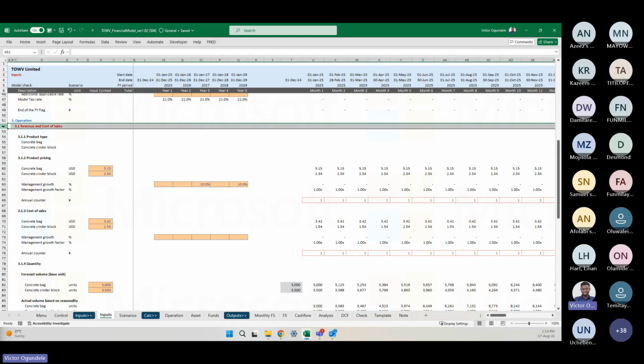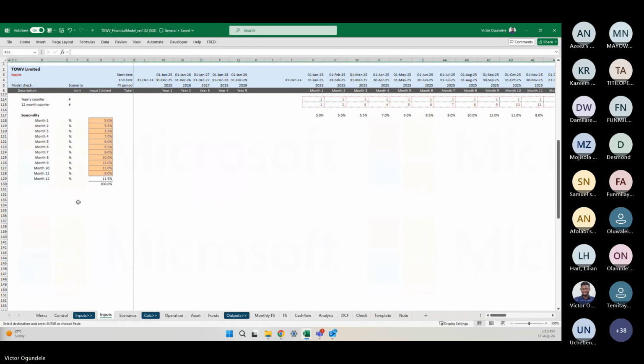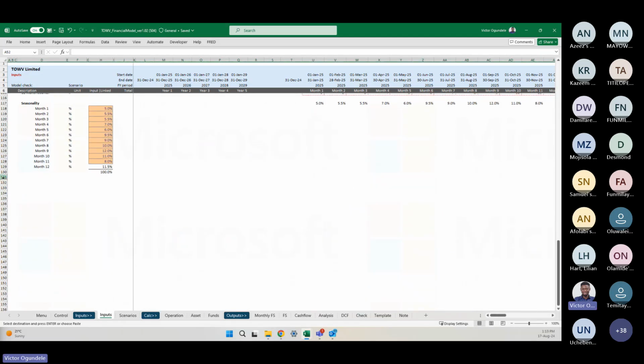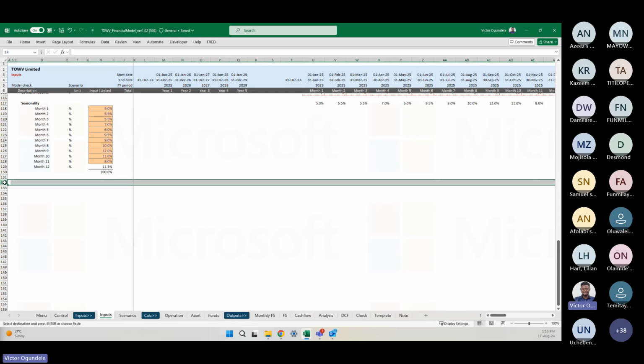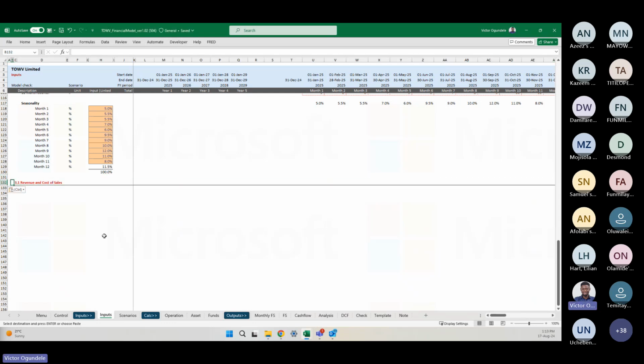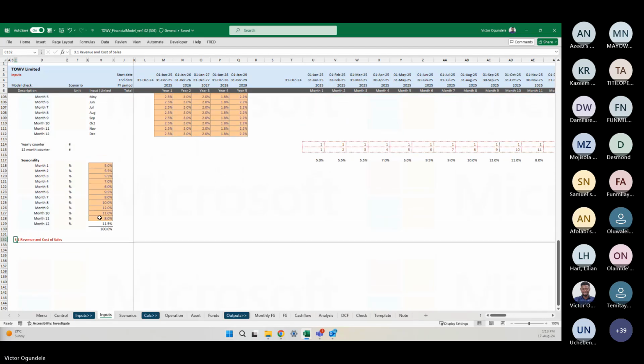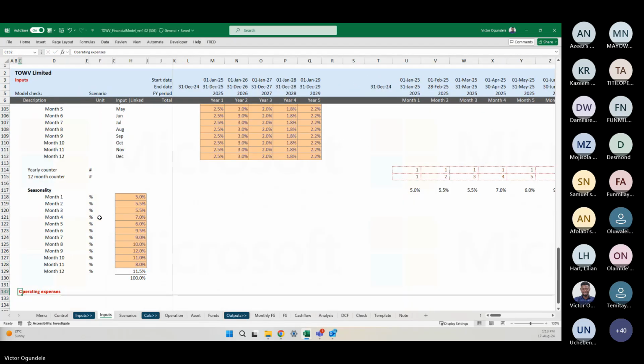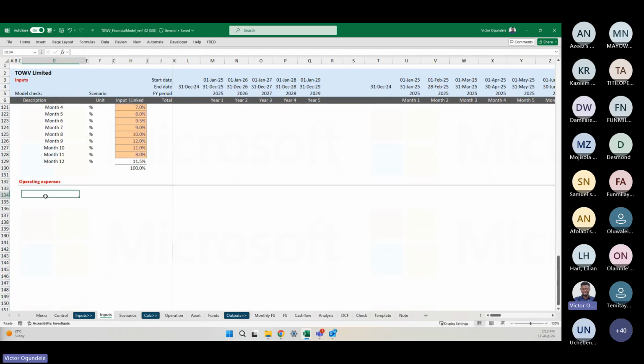So the next thing, let me copy this, our header, and let's call the next one, let's call it operating expenses. Okay, so let's call this operating expenses. So the business operating expenses.